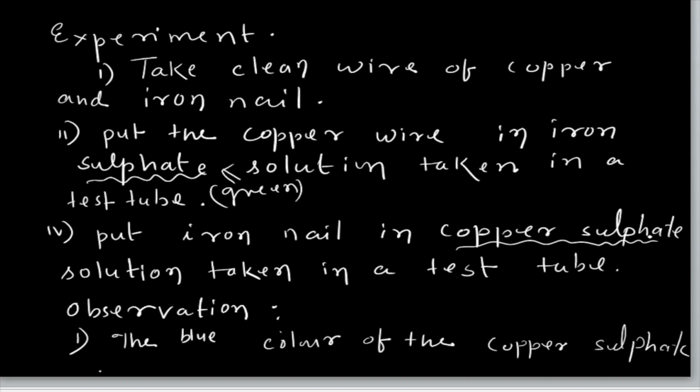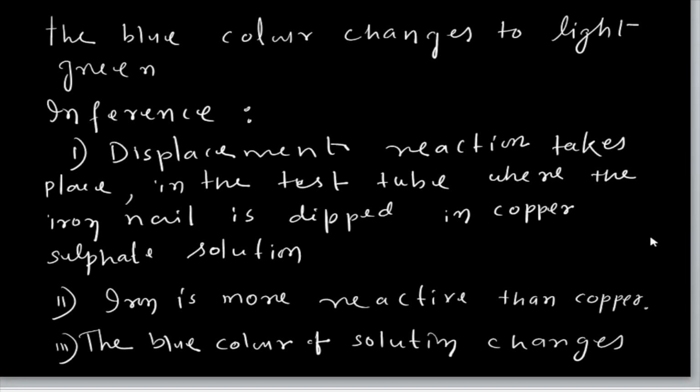Gradually, after 20 minutes, you can see the color of the solution gradually changes. Here the blue color changes to light green. Why light green? Because light green is the color of ferrous sulfate, FeSO4. When you add the iron nail to copper sulfate solution, the color changes to green. What is the meaning? A displacement reaction takes place.